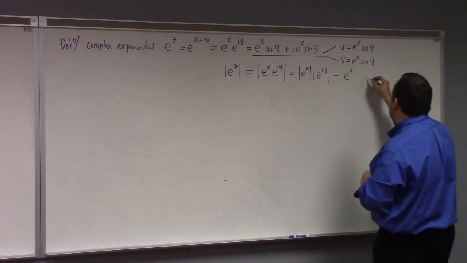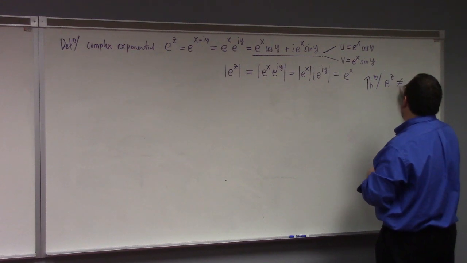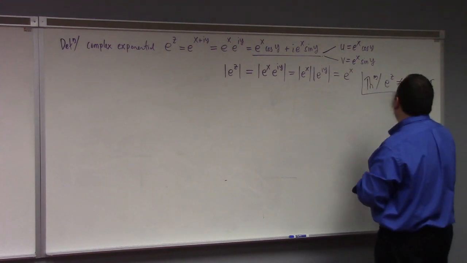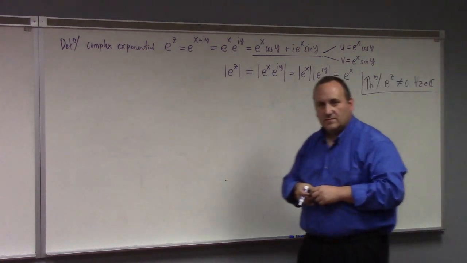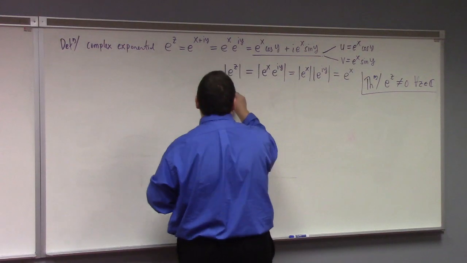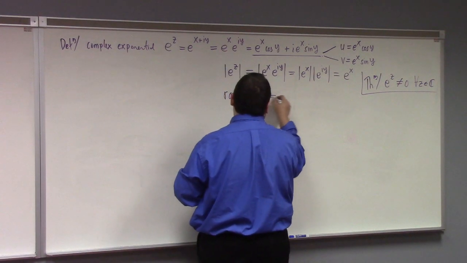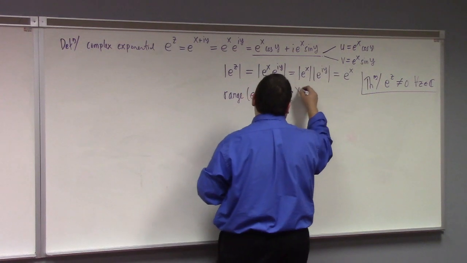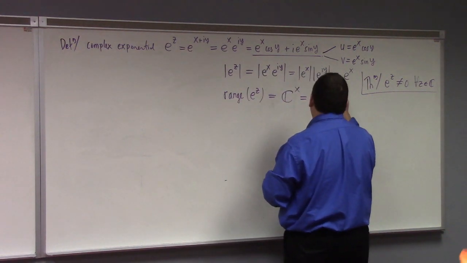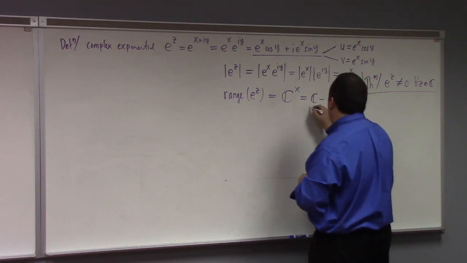So theorem: e to the z is not equal to 0 for all z in the complex plane. Woohoo! The complex exponential is non-zero. In fact, the range of the complex exponential is what we call C with an x on it. This is, specifically, C minus the origin, the so-called punctured plane.